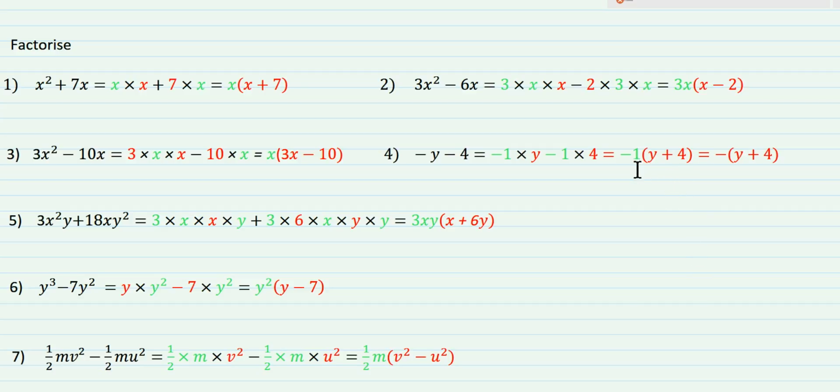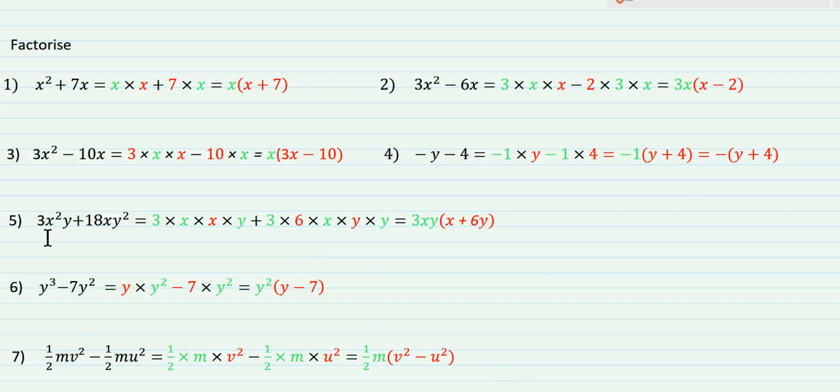Now you don't put this minus 1 outside, so you just leave it as a negative, yeah. So it'll be negative y plus 4. So this is the answer. So factorizing this will give me this, negative open bracket y plus 4 close bracket.